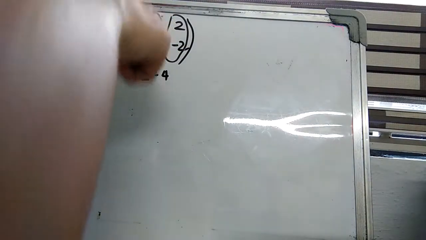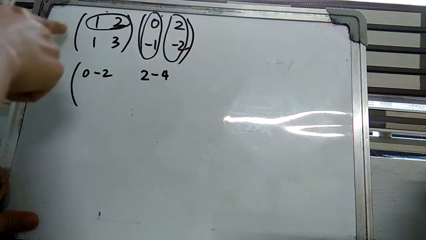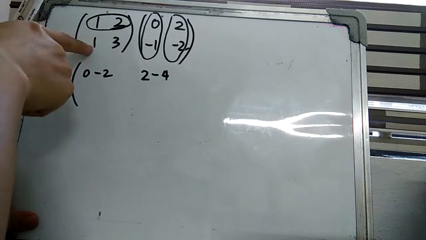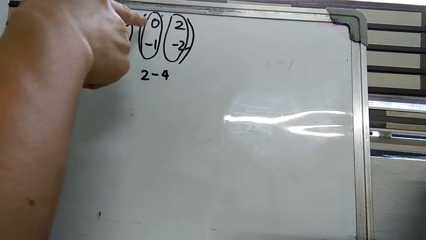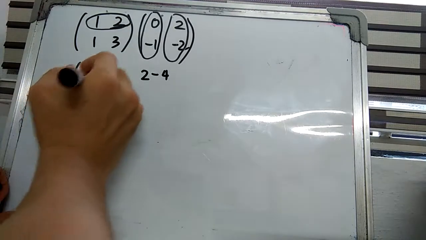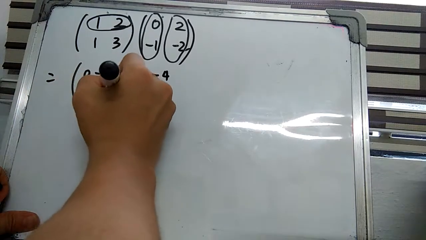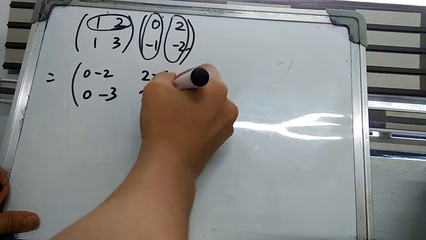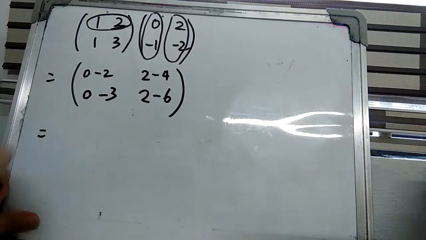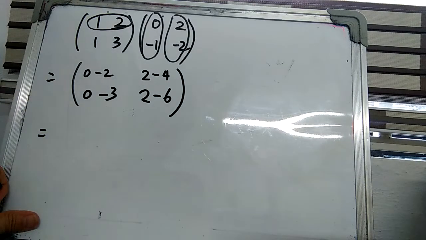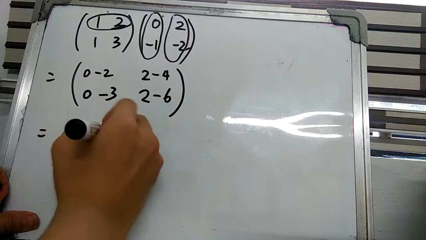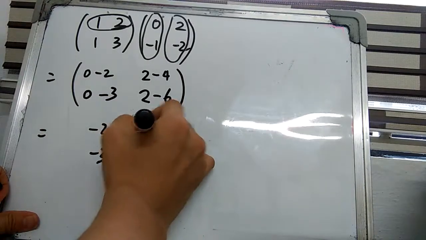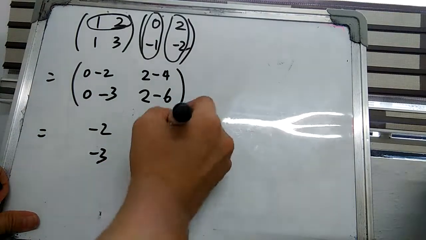After you have finished multiplying this column, you go to the next row. Okay, now you are using 1, 3 times 0, minus 1. So you have 0 minus 3, 2 minus 6. And therefore the product of this matrix is actually negative 2, negative 3, negative 2, and negative 4.